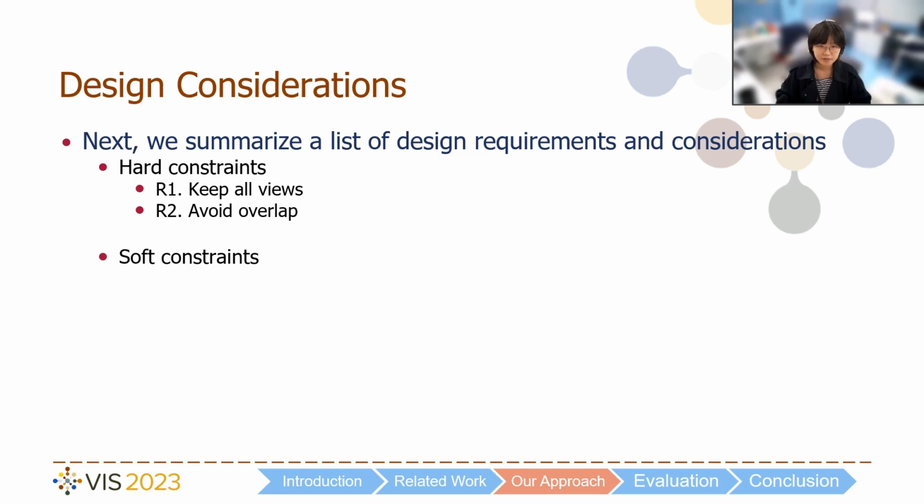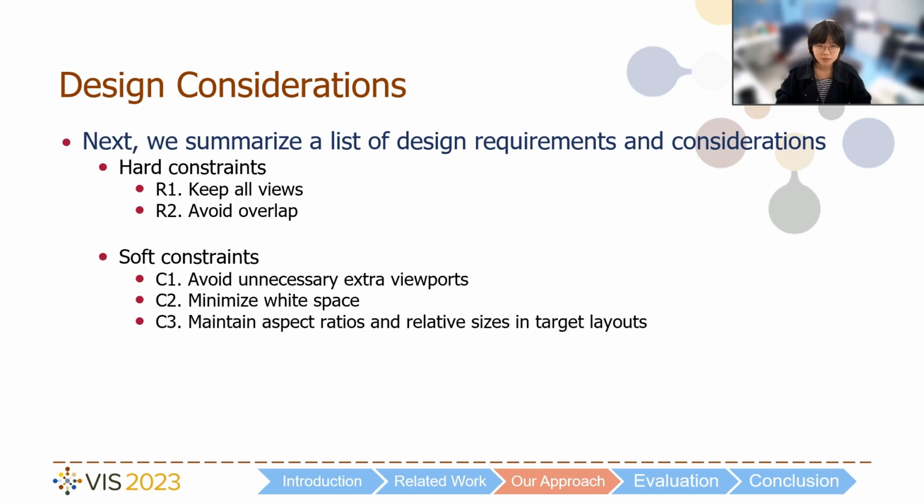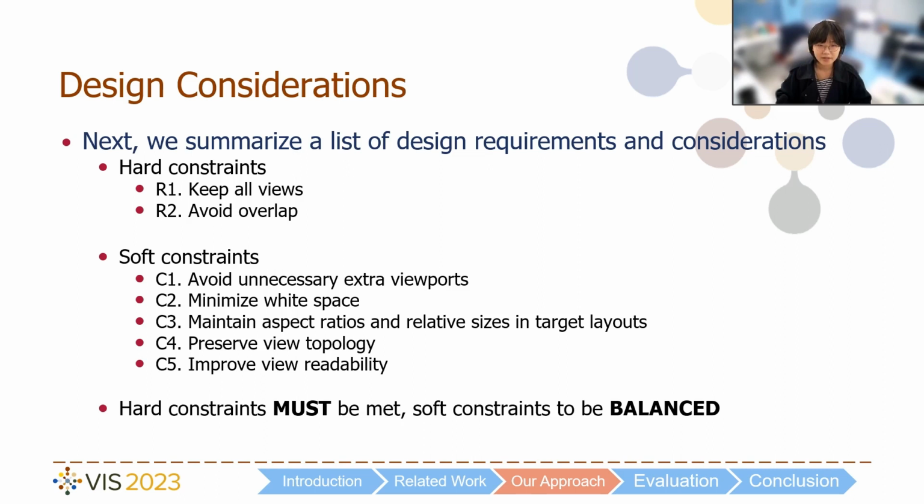Beyond this, we have identified soft constraints that guide the design but require a balanced approach. This includes avoiding unnecessary extra viewports to keep the visualization coherent, minimizing white space for efficient space usage, maintaining aspect ratios to preserve the integrity of the original design, preserving view topology, and ensuring view readability, especially on smaller devices. While our hard constraints are mandatory, our soft constraints conflict with each other and can only be balanced.